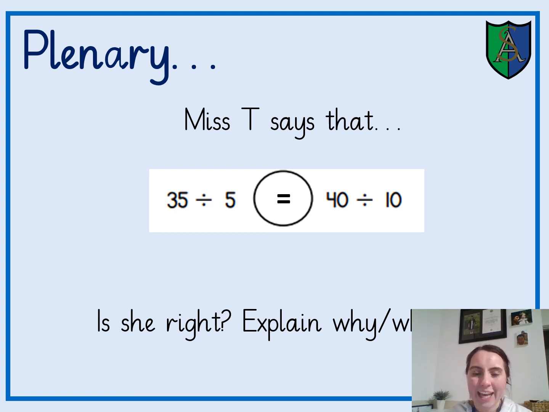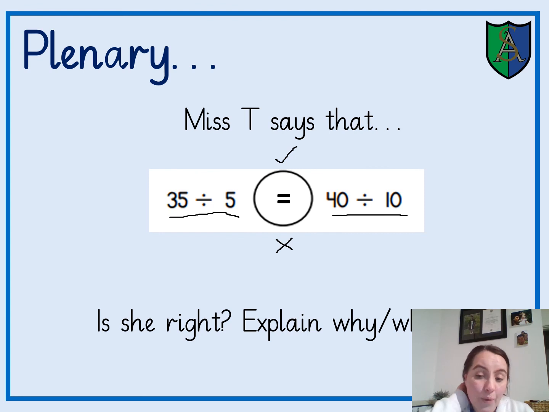Now, in your plenary today, what you're going to be doing is answering a question that Miss Thompson has maybe got right or wrong. I don't know. You've got to work that one out. So I've said that 35 divided by 5 is the same as or equal to 40 divided by 10. To work out the answer to this, what I would do is work out the answer to this one and work out the answer to this one, and then I would decide whether Miss Thompson is right about this equal sign or wrong.